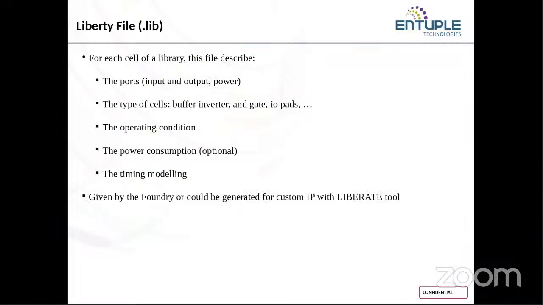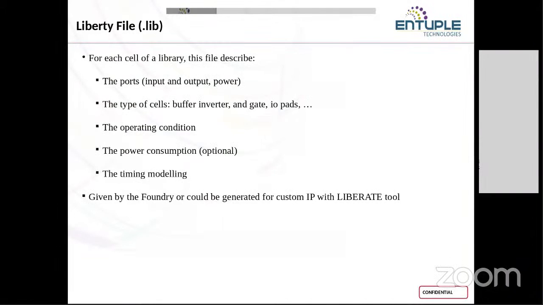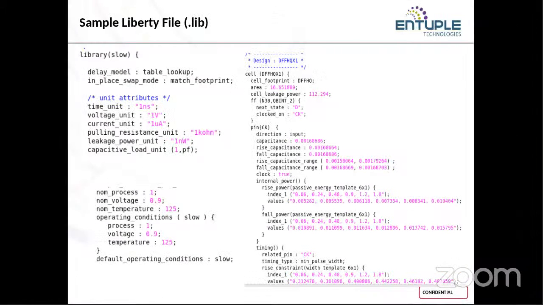And you can see how your .lib format will be available. So this is a sample Liberty file, your .lib. You can see all those parameters, along with the operating conditions of your Liberty file. So process is 1, voltage is 0.9, and temperature is 125 degrees. So the operating conditions are slow.